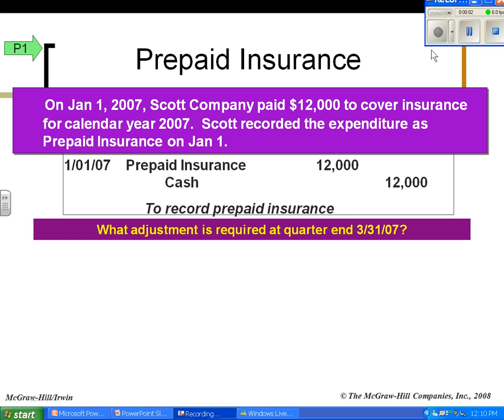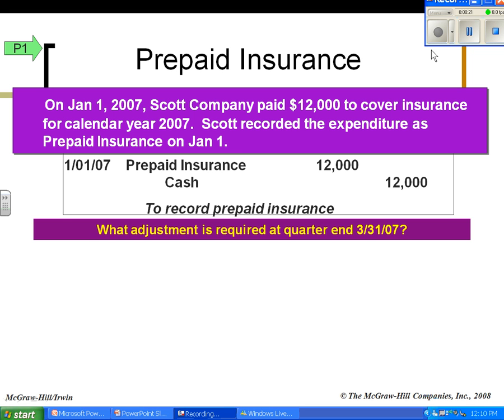Okay, this is part 3 of chapter 3. What we're going to do is look at specific examples, and we're going to start with the deferrals. This is in your textbook, not these exact slides, but same concepts. So let's start with prepaid insurance.